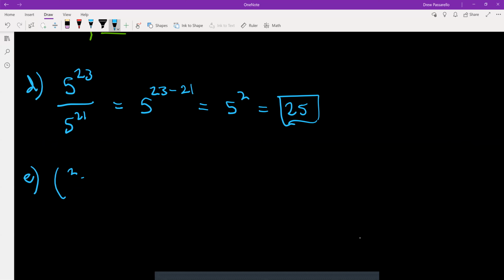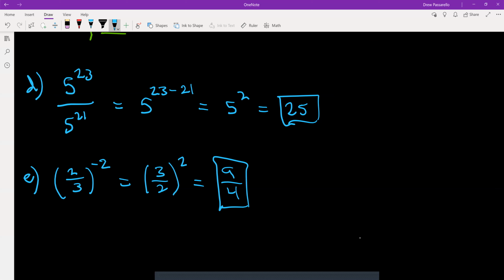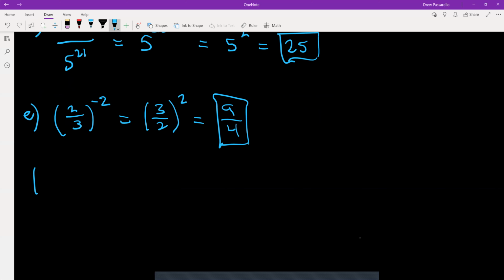Say I had 2/3 raised to the -2. So here's a trick. If I have a fraction raised to a negative exponent, you can flip the fraction. That turns into 3/2, and then change the negative exponent to a positive exponent. So that's going to be (3/2) squared, so that's going to be 9/4. All right, so if I have a over b raised to some negative exponent n, I flip the fraction, so it's b over a raised to the positive n.